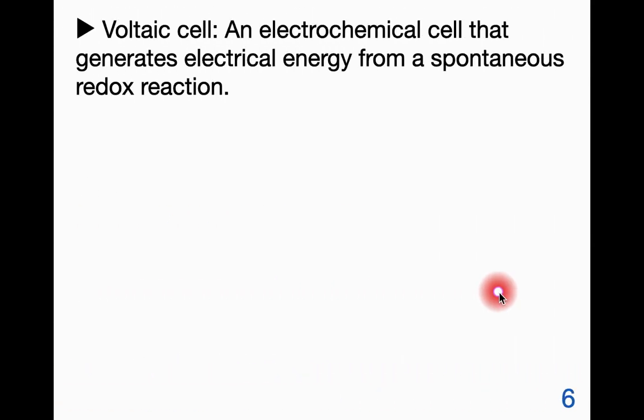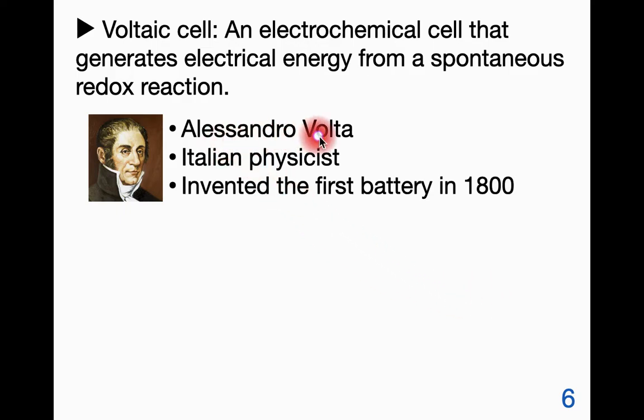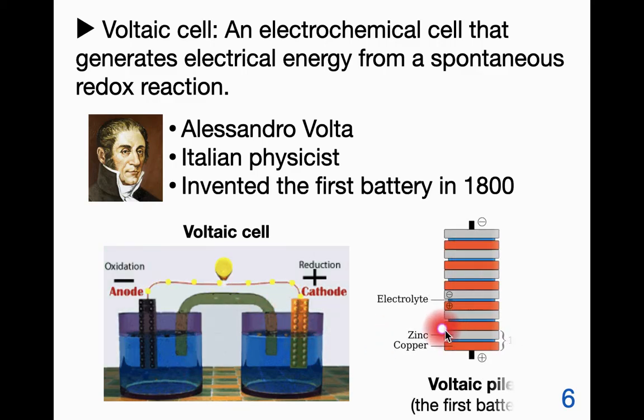Voltaic cell, an electrochemical cell that generates electrical energy from a spontaneous redox reaction. And it's named after Alessandro Volta, an Italian physicist who invented the first battery in 1800. He didn't invent electricity, he just harnessed it. This is a very simple representation of what he did. It's called a voltaic cell. A more complex and useful product was called a voltaic pile, and this was the first battery.